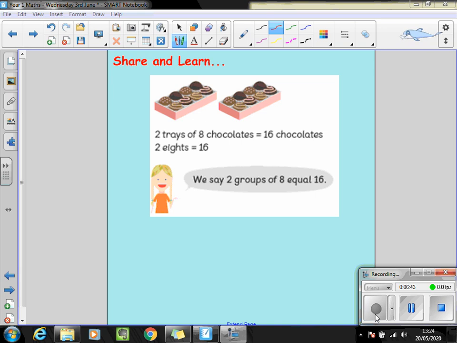As a conclusion to that problem then, in Maths No Problem it clearly says that there are 2 trays of 8 chocolates, which equals 16 chocolates altogether. We can shorten that and say that 2 8s equals 16. Or we could even say that 2 groups of 8 equal 16.